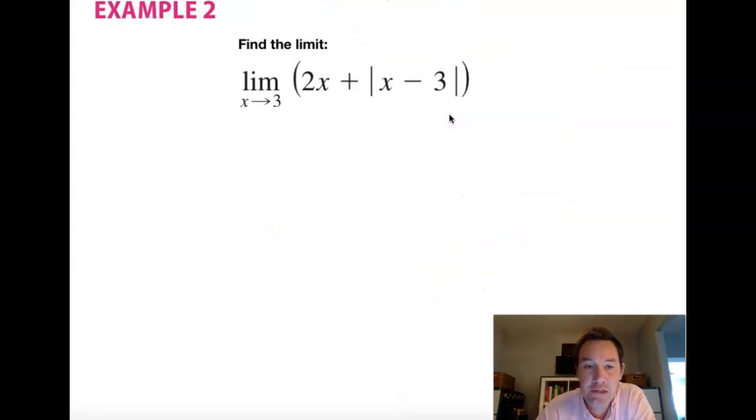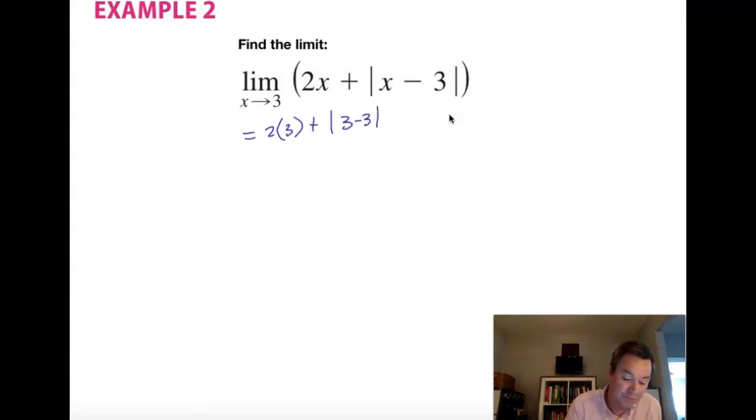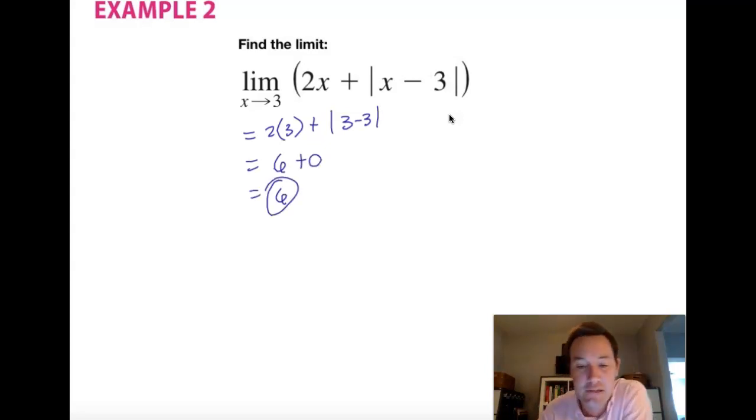In this case, find the limit as x approaches 3 of 2x plus the absolute value of x minus 3. Again, here I'm just trying a direct substitution. If it works and gets me a value, great. 2 times 3 plus absolute value of 3 minus 3, which is 6 plus 0, which is 6. Great, that's it. Nothing tricky about that one. I just wanted to throw absolute value in there. Kind of wanted to show you what that graph looks like.